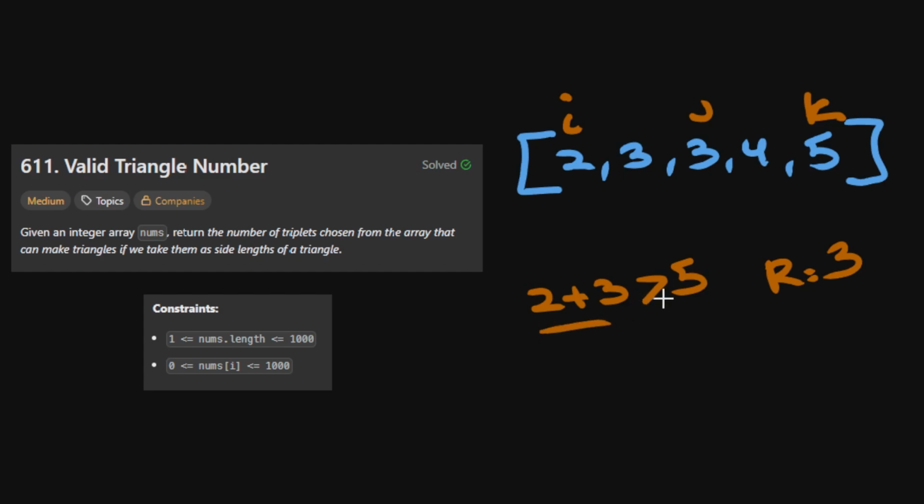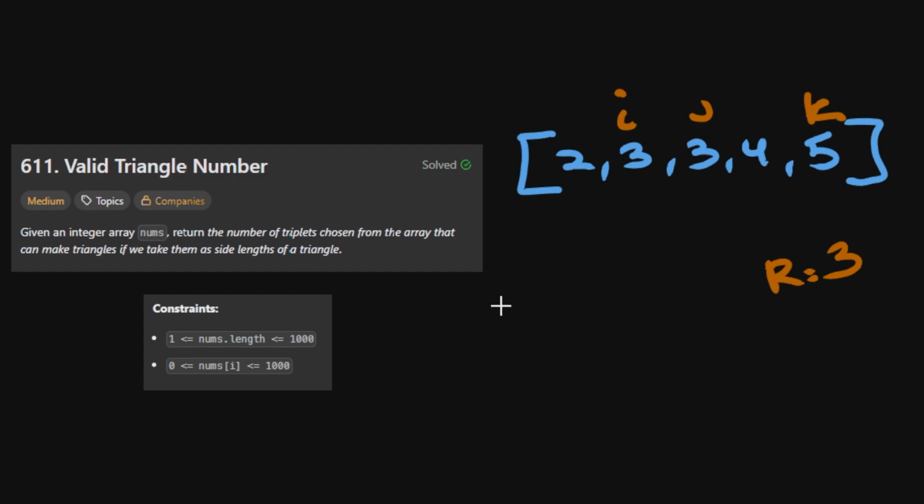And this is equal to 5, so this is not true. So we don't add anything to our result, and now we can increase this sum, because if we move J one step to the left, we will decrease this even more, but this is already not greater than 5, so we should increase this. And how can we increase this? Well, we can move I one step to the right.